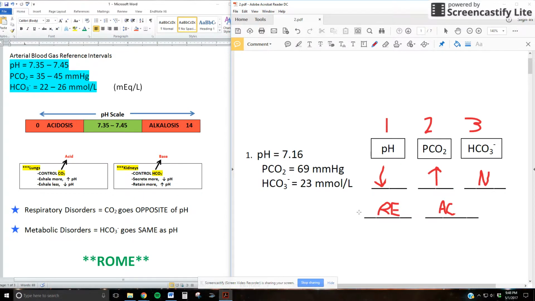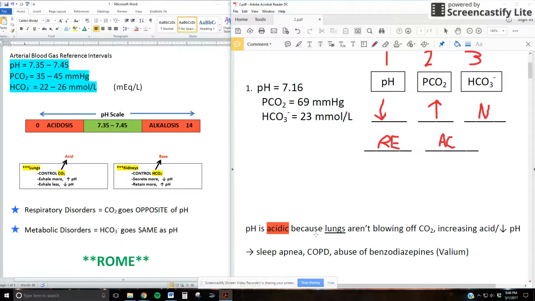Usually the second half of the question is when they ask us, okay, well, what's going on? Why is this happening? Well, you've got to think about it. The pH is acidic because of the lungs, it's a respiratory problem. So the lungs aren't blowing off enough carbon dioxide, or they can't. So they're retaining that acid component and decreasing the pH.